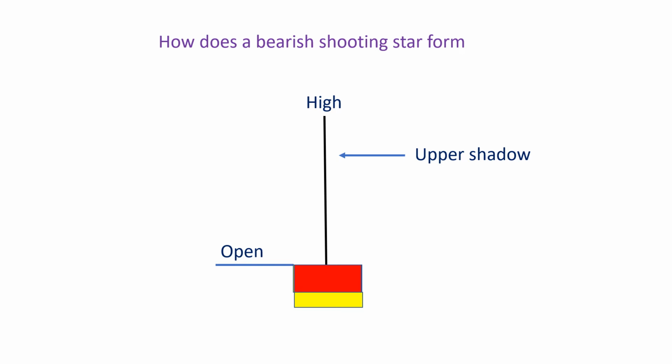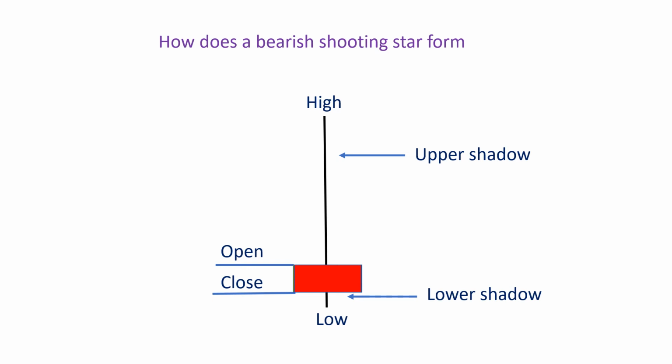The sellers push the price lower again up to here, and then again it got rejected by the small presence of buyers in the market. The candle closes here. It left a lower shadow representing a weak presence of buyers in the market. And this is the lowest price for the duration of this candle. Here we conclude that a shooting star is a candlestick pattern with a long upper shadow and a short body.